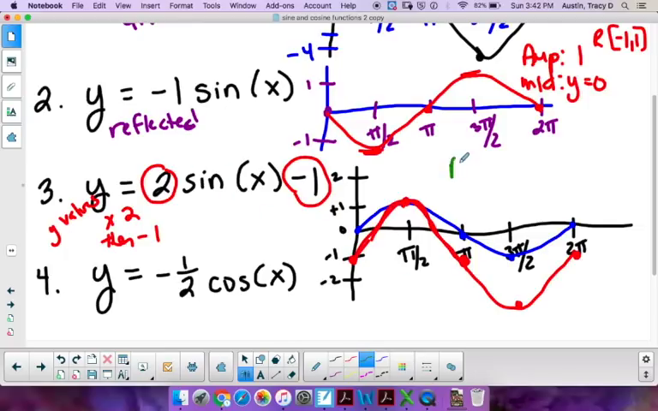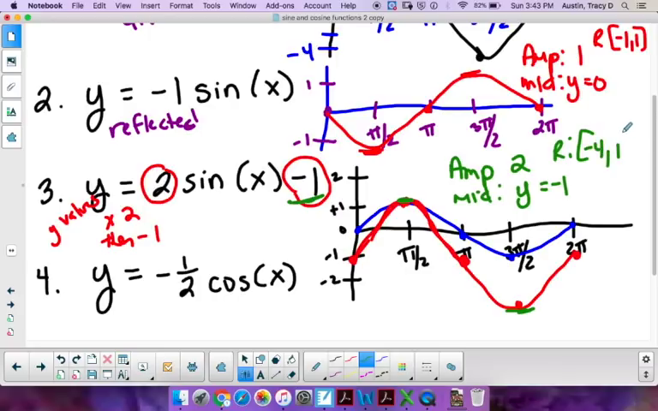Okay, so my amplitude is 2. My midline is no longer y equals 0 because it's actually been shifted down. My midline is y equals -1. And my range, well, the lowest is -4 and the highest is 1. So -4 to 1.